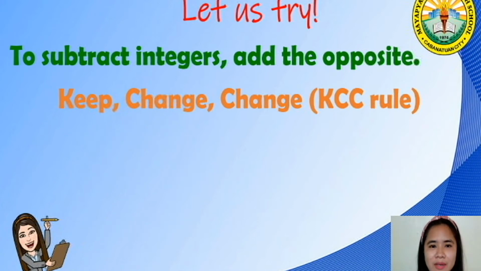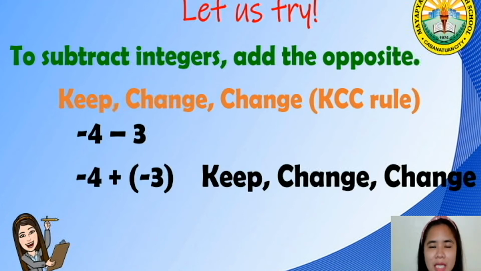Let's have another example. Negative 4 minus 3. We will keep negative 4. Change the minus sign to addition sign. Then we will change positive 3 to negative 3. So we will have negative 4 plus negative 3. Then follow the rule in adding integers. We have negative 4 plus negative 3 is equal to negative 7.